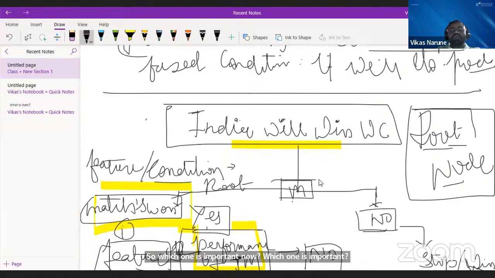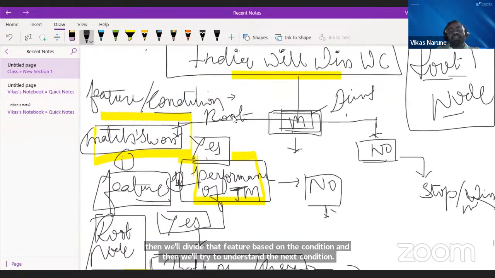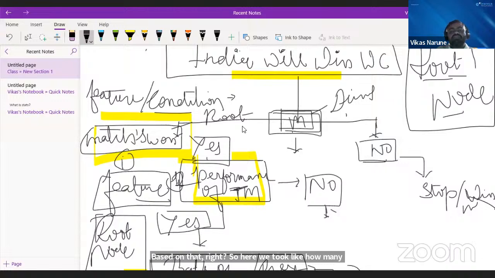Which one becomes the root node? Root means where to start, which feature we will take first, and then we'll divide on that feature based on the condition, and then we'll try to understand the next condition based on that, right? So here we took how many matches won, or till now India has won all matches. That means India is winning so far or not. So that kind of condition was very important.